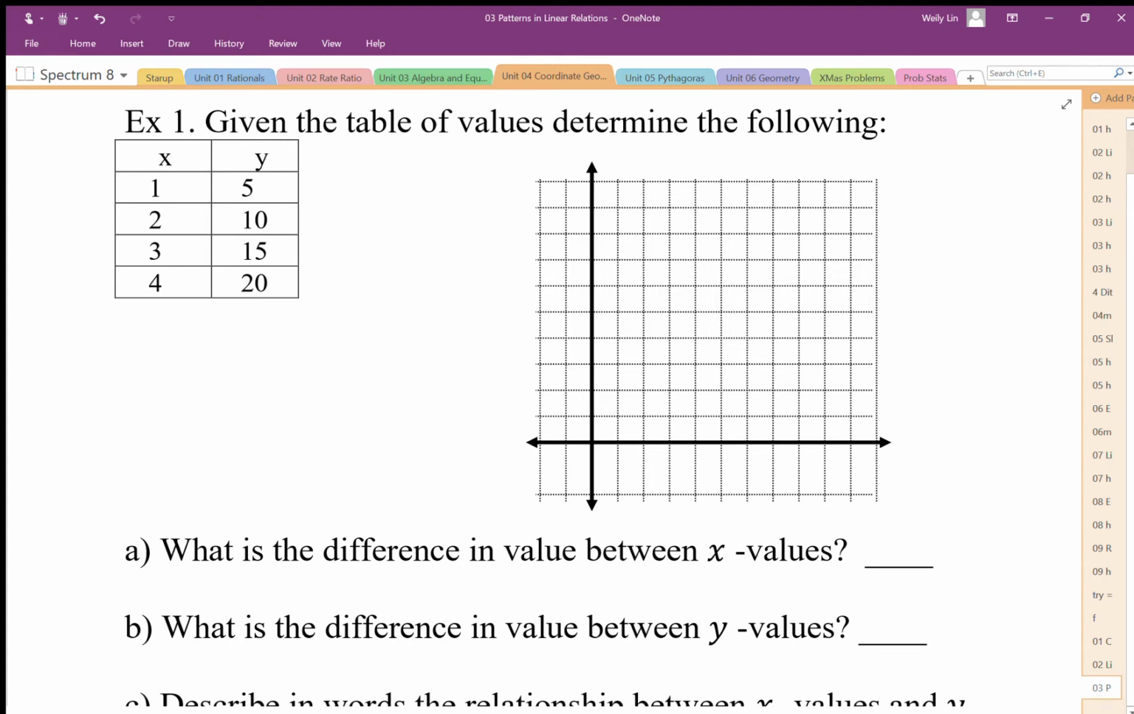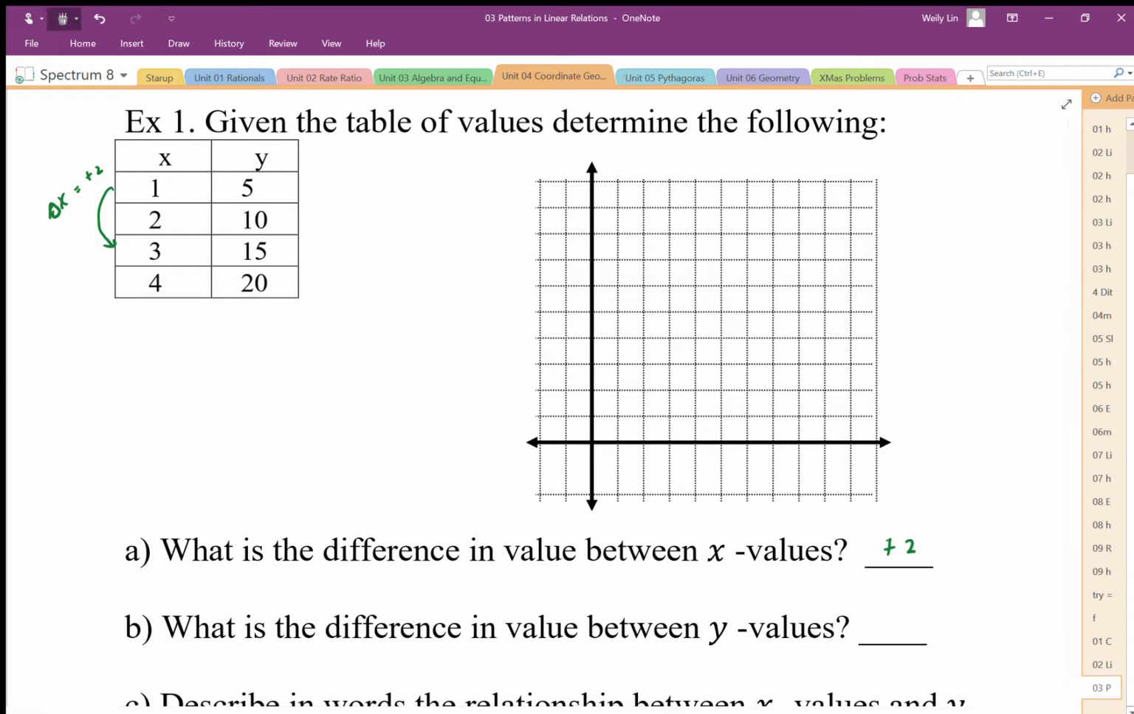So given this table of values, I want you to determine, first of all, what's the difference between the x values, or the x coordinates. Okay, so what we can do is take consecutive coordinates, or we can jump across like this. I'm going to say there's a change in x equal to +2.